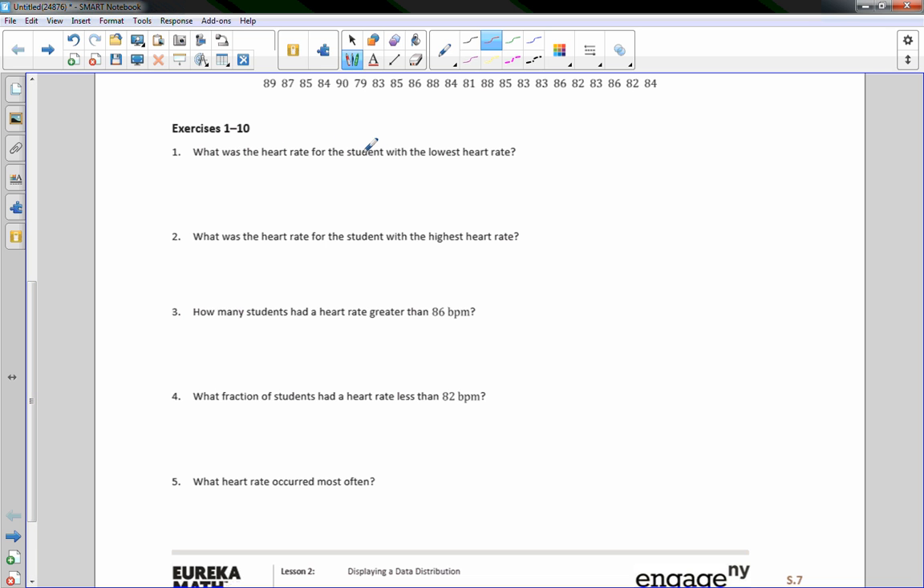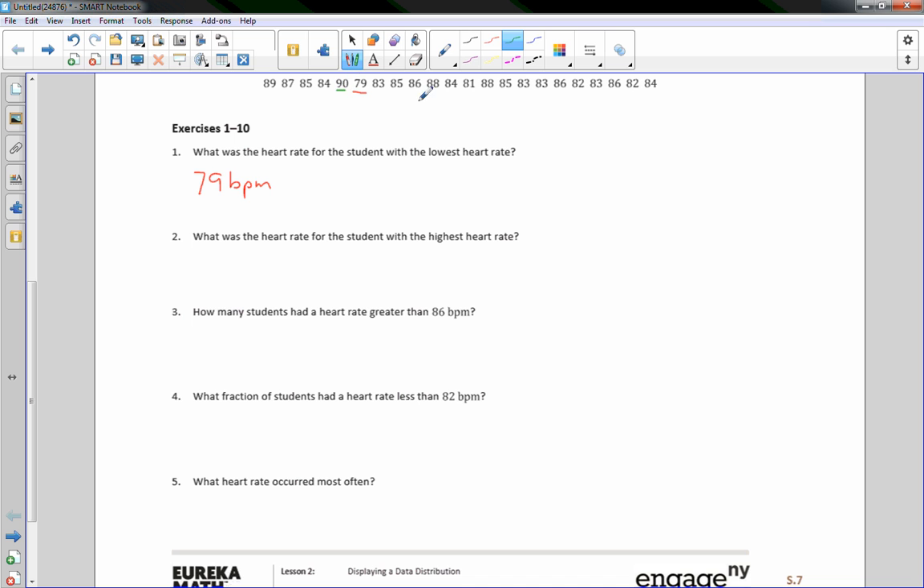What was the heart rate for the student with the lowest heart rate? Okay, so I'm looking at the data. There's a 70, and I think that's the only 70. So you go all the way through all your data looking for numbers, and the lowest heart rate was 79 beats per minute.